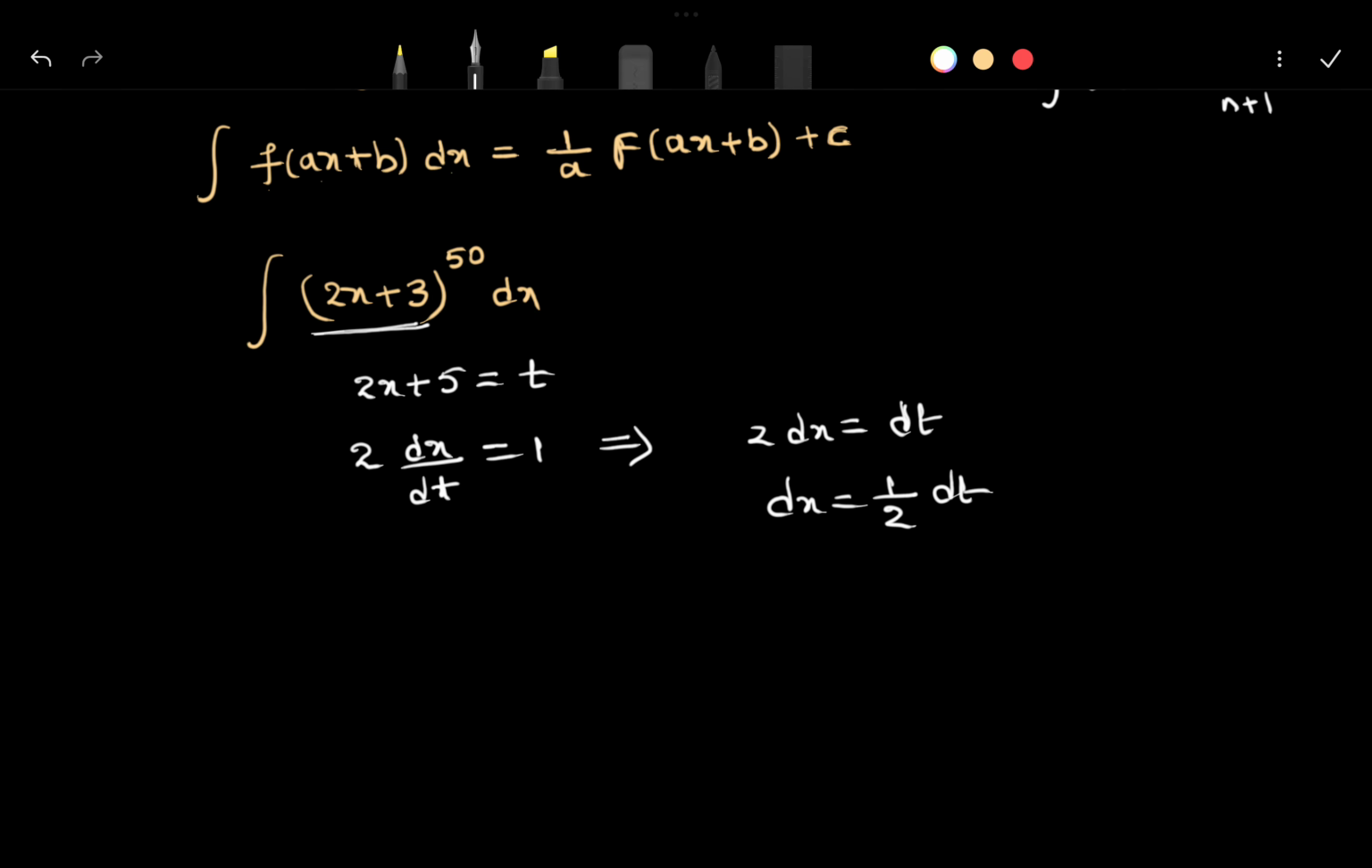Now you substitute all those values. 2x plus 5 is t, and dx is equal to 1 by 2 into dt. That is equal to the integration of t to the power of 50 into dx, where the dx value is 1 by 2 into dt. So finally, what we can write is 1 by 2 into the integration of t to the power of 50 into dt.